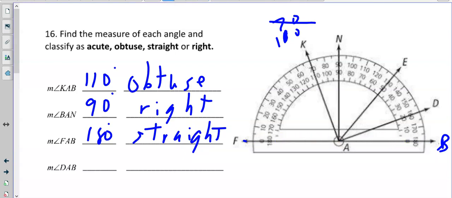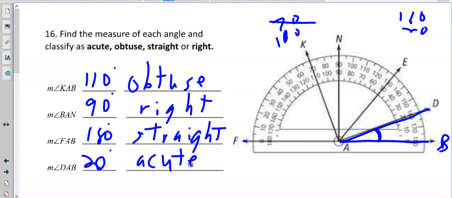And last, but certainly not least, DAB. Got to get that dab in. Now again, this one is either 160 or 20. Okay? Well, look at it. It's a tiny little angle right there. Teeny tiny. So that's going to be 20 degrees, which makes it a cute little acute angle.